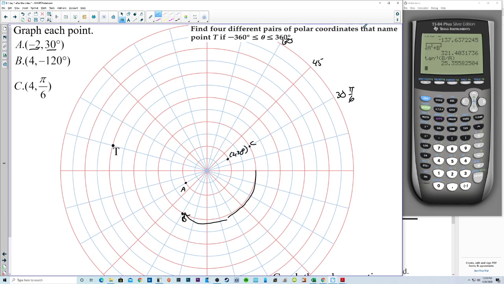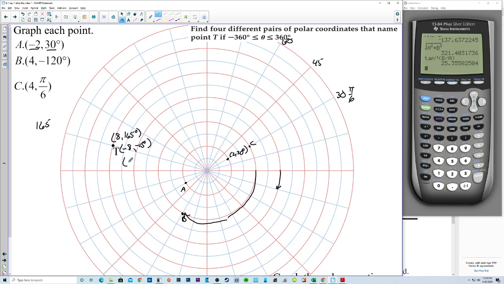Find 4 different pairs of polar coordinates that name point T if we're between -360 and 360. So this is, let's see, what degree is that? 15 degrees short of 180, so 165. All right, so this is 1, 2, 3, 4, 5, 6, 7, 8. 8 and 165 degrees. We should also be able to get this with a -8. And that would be, let's see, I would need -15 degrees. So -15 degrees.